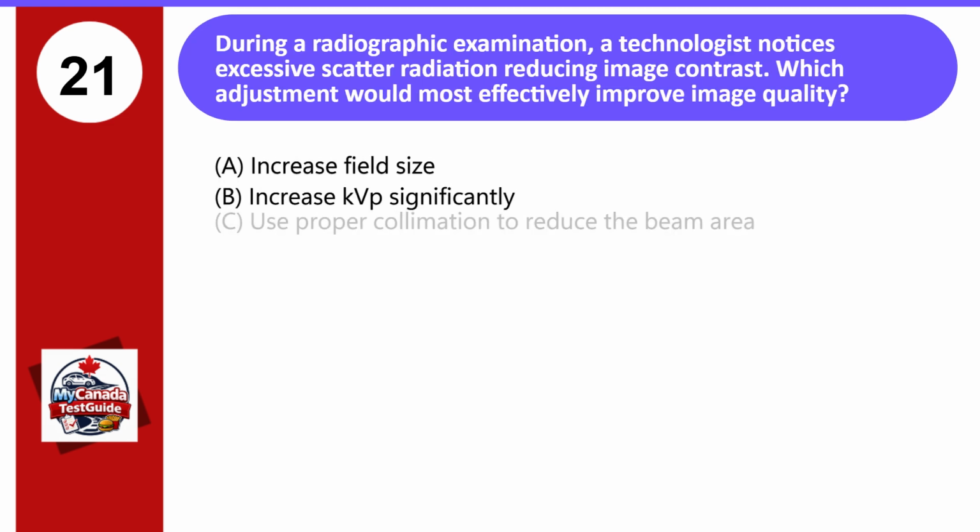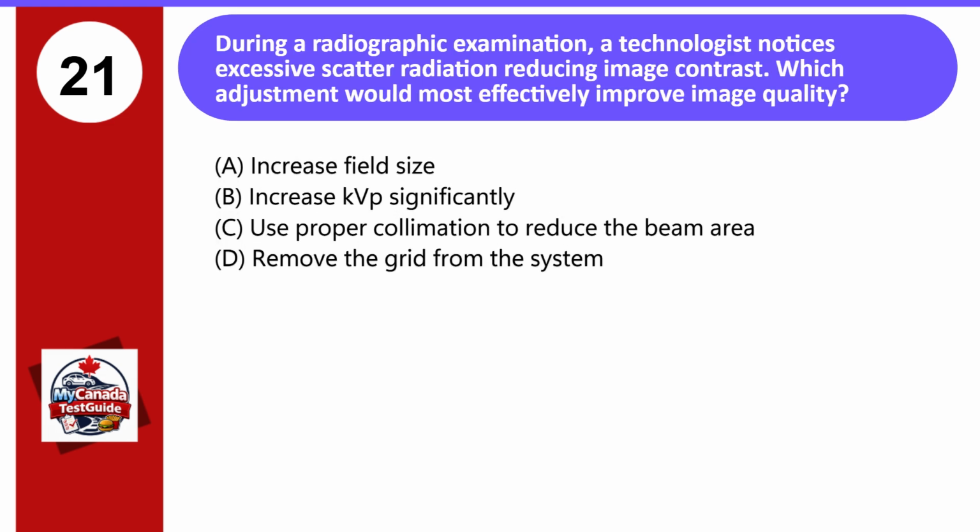During a radiographic examination, a technologist notices excessive scatter radiation reducing image contrast. Which adjustment would most effectively improve image quality? A. Increase field size. B. Increase kVp significantly. C. Use proper collimation to reduce the beam area. D. Remove the grid from the system.